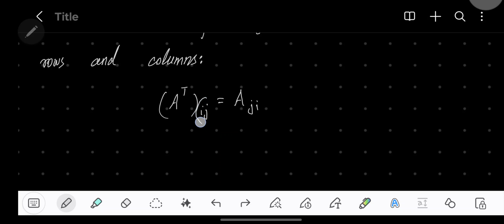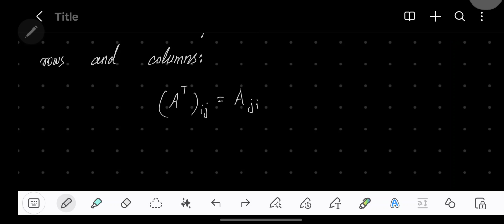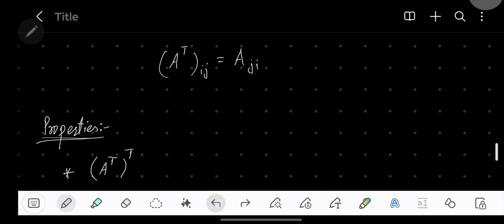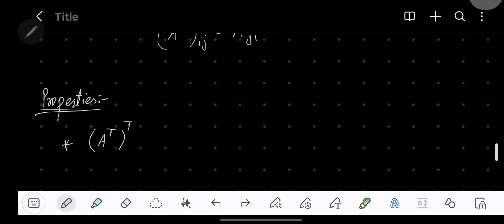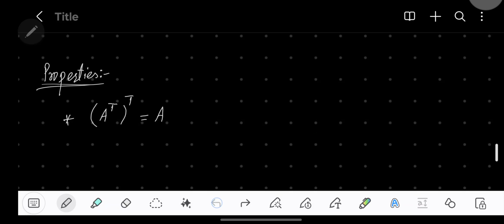In the original matrix it was A_IJ. After taking the transpose you will write A_JI. Now there are some properties. The first property is that if you take the transpose of the transpose, you will get the original matrix A.